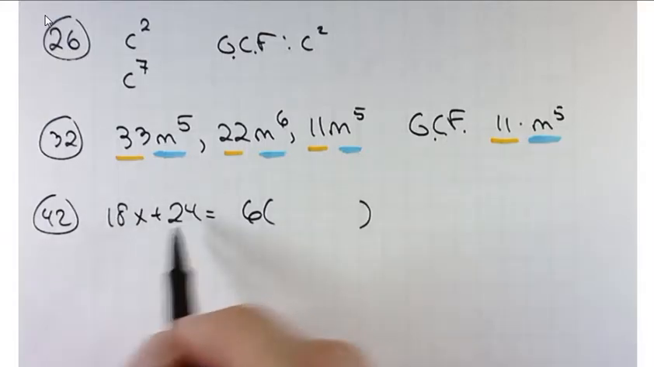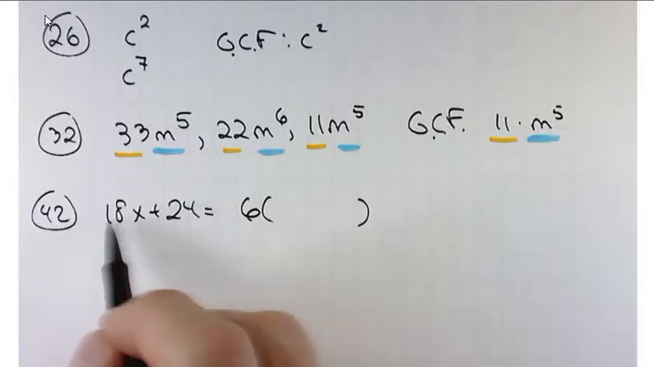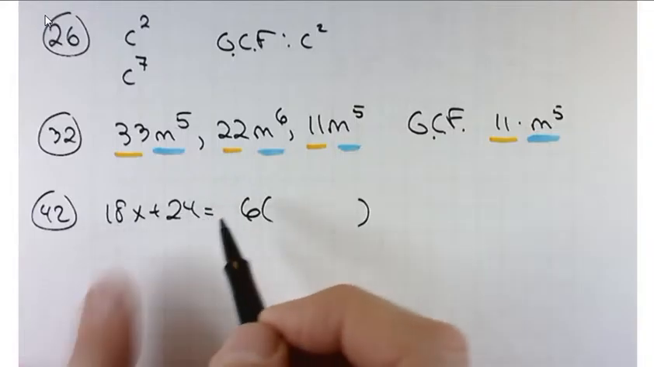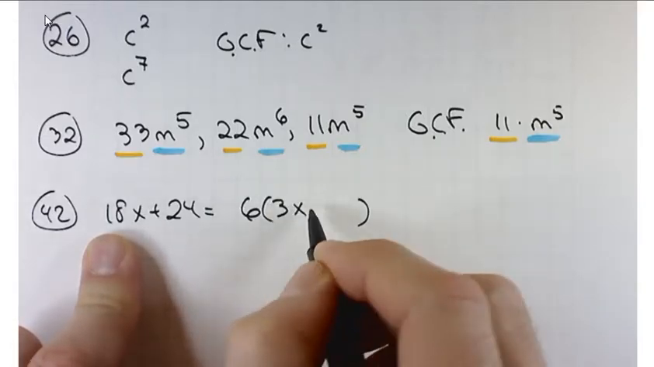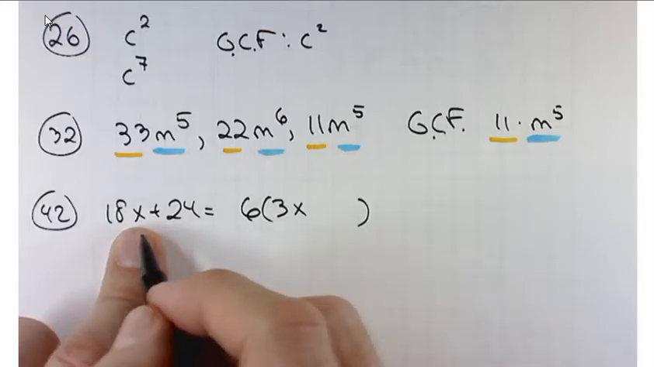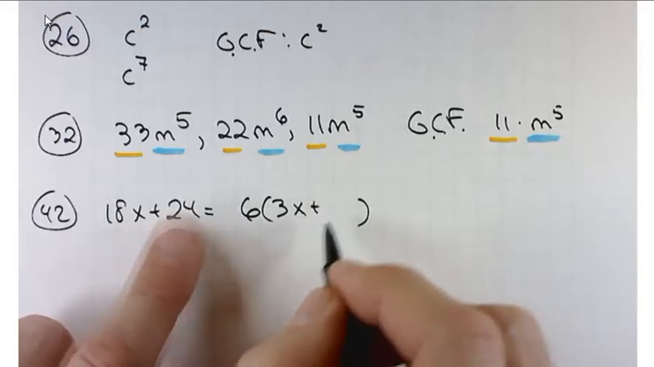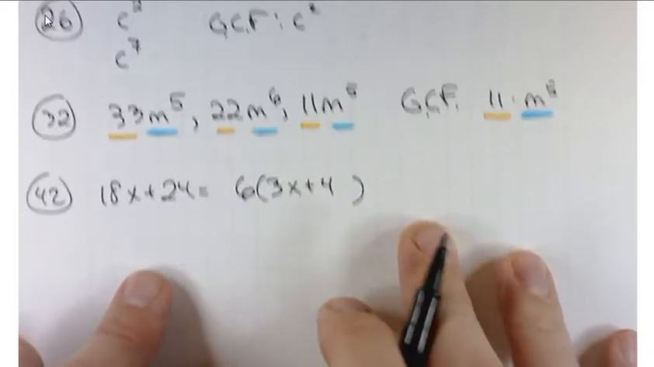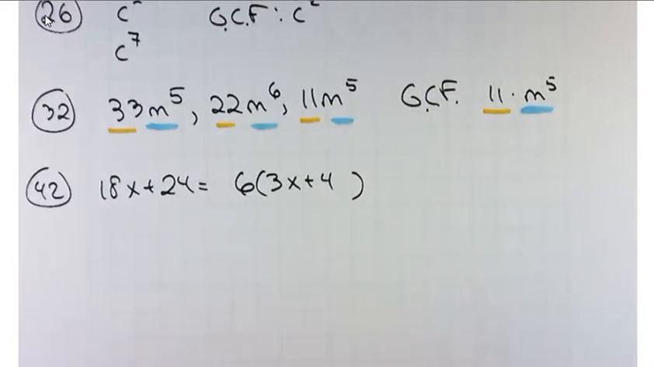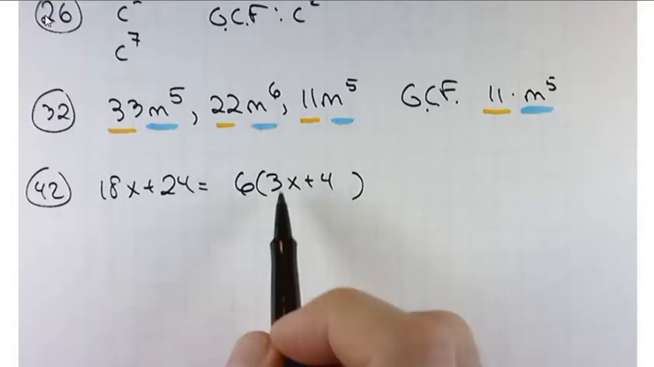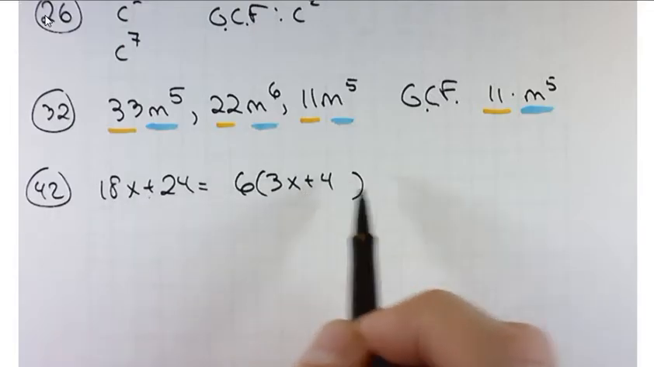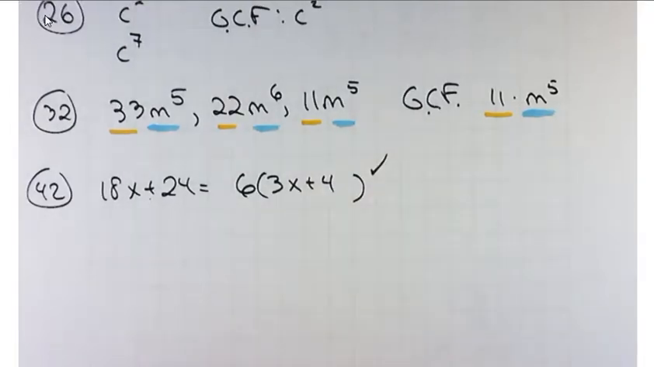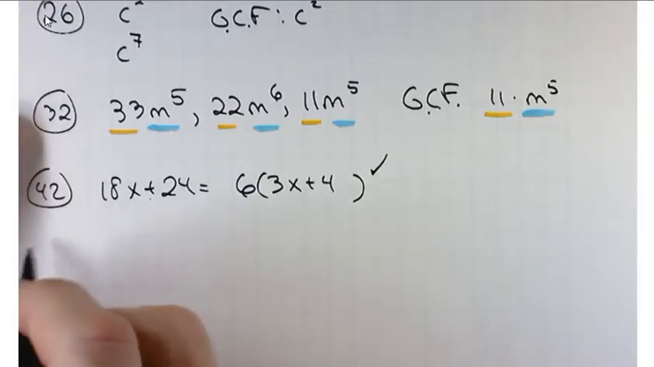If I factor it out, what I need to do is divide each of those terms by that factor. 18 divided by 6 is 3. So it leaves me behind a 3x. 3x plus what? 4. How could you check that if you're like, it doesn't look right? How could you check it? Yeah, distribute the 6. 6 times 3 is 18. 18x plus 24. So it checks.